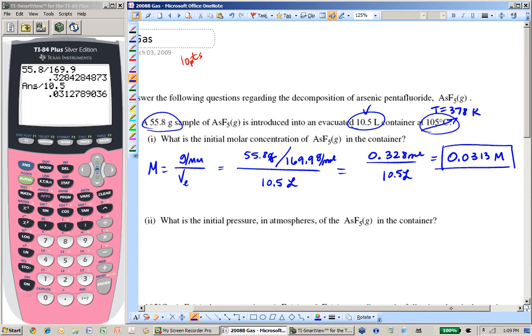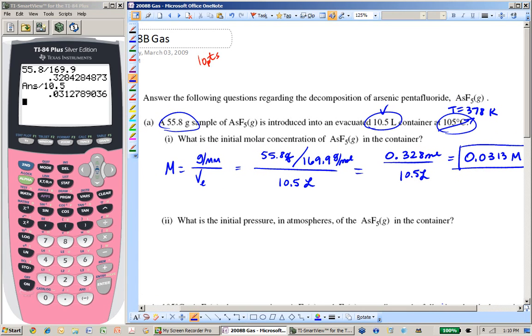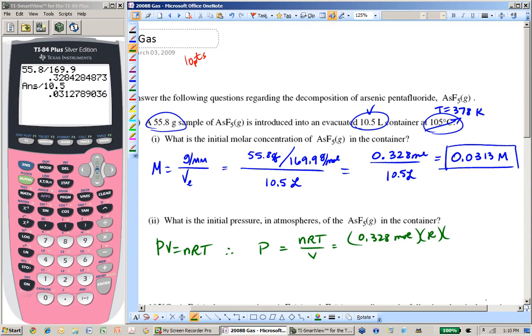What's the initial pressure in atmospheres? See, yeah, can feel that Pivnert coming on. PV equals nRT. Therefore, solve for P, which is nRT over V. So, see, now I'm glad I wrote it down: 0.328. I've been burned before, like I said. I'm just going to put R, and you can too. And the temperature is 378 Kelvin. Can't tell you how many kids would just put in that 105 degrees Celsius and think that was going to work. And 10.5 liters.